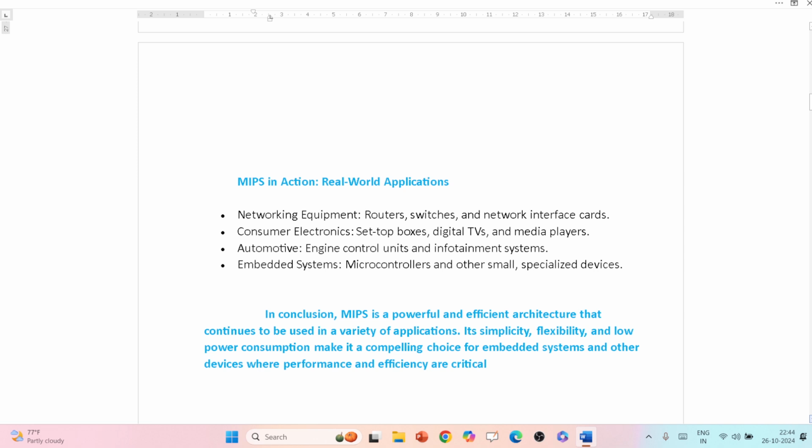In conclusion, MIPS is a powerful and efficient architecture that continues to be used in a variety of applications. Its simplicity, flexibility, and low power consumption make it a compelling choice for embedded systems and other devices where performance and efficiency are critical. Thank you.